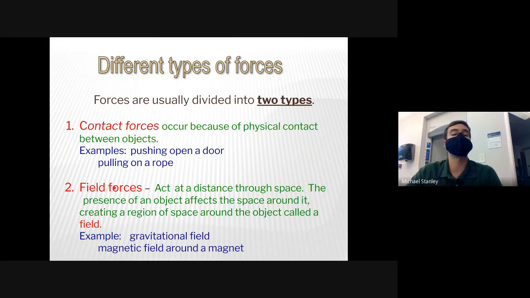We're not really going to talk a lot about field forces. Me describing gravity and magnets is pretty much the most we're going to get. But we're going to talk a lot about all the different contact forces that are out there.